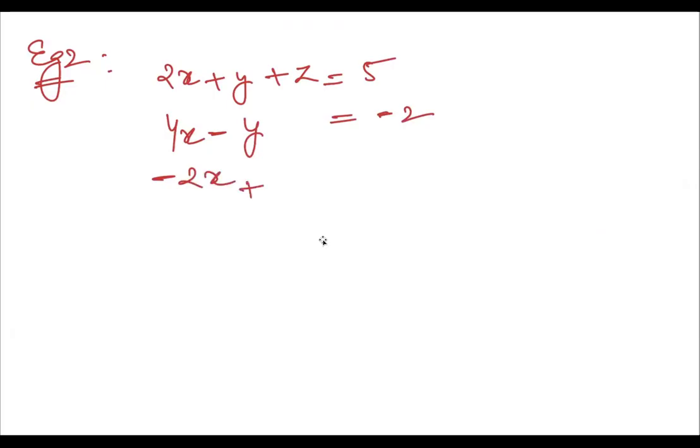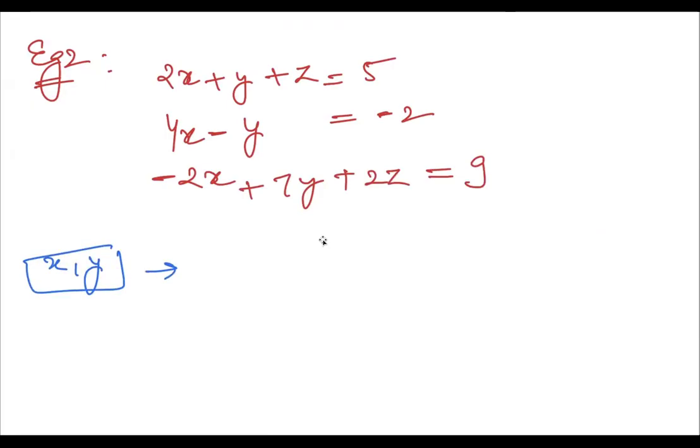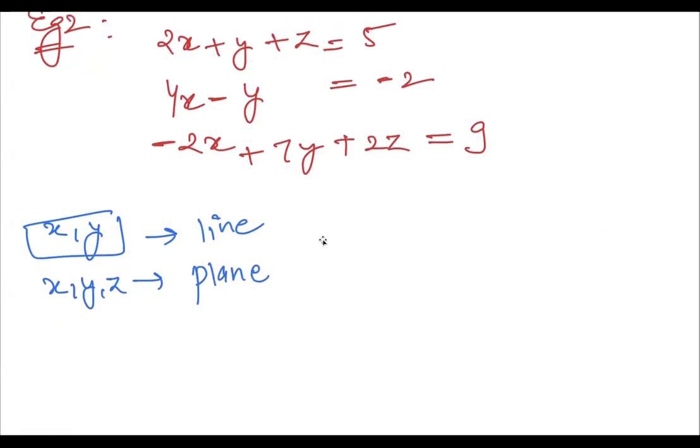Let's take one more example: 2x plus y plus z is equal to 5, 4x minus y is equal to minus 2, and minus 2x plus 7y plus 2z is equal to 9. Now, when you have only two variables, x and y, you create a line. But when you have three variables, you create a plane.